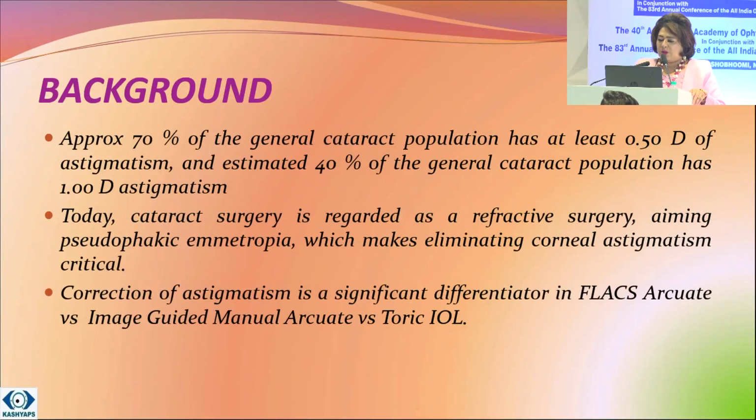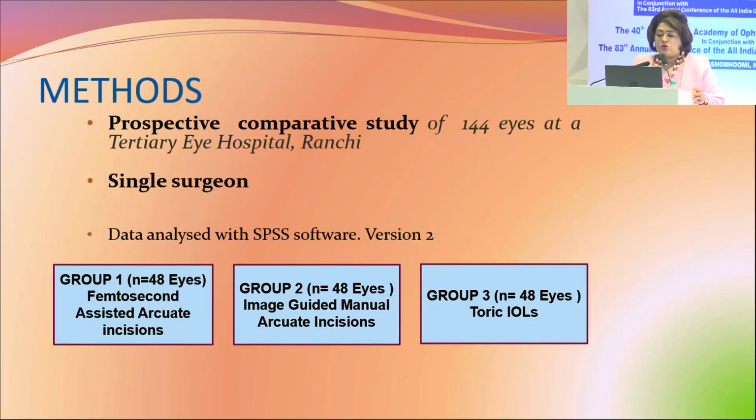So 40% of the general cataract population has astigmatism, and today cataract surgery is regarded as a refractive surgery aiming at pseudophakic emmetropia, which makes eliminating corneal astigmatism critical. So this is a prospective comparative study of 144 eyes, single surgeon, data analysis by SPSS software version 2. It was divided in 3 groups. Each group had 48 eyes. First group had femtosecond arcuate incisions, second group image guided manual arcuate incisions, and the third group toric IOLs.